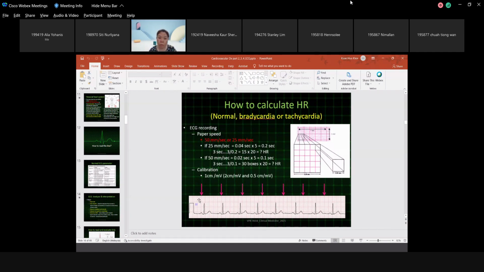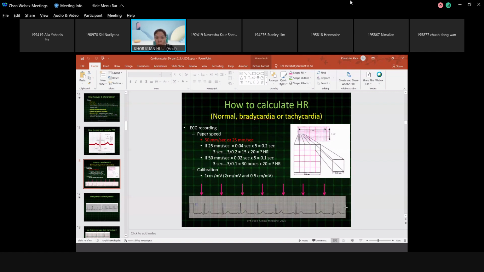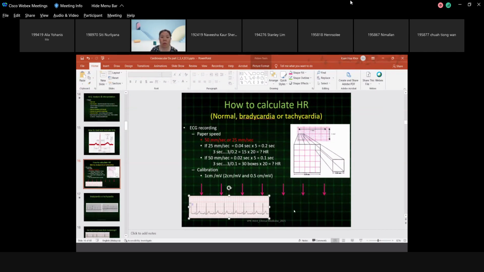So if this is 50 millimeter per second paper speed, normally the paper speed is 25 millimeter per second, they'll look like this. All right. So let's say you want 15 boxes, because your paper speed was 25 millimeter per second. All you need to count is that 15 boxes. In that 15 boxes, how many heart rate times by 20? Understand? So you're still going to get 140.